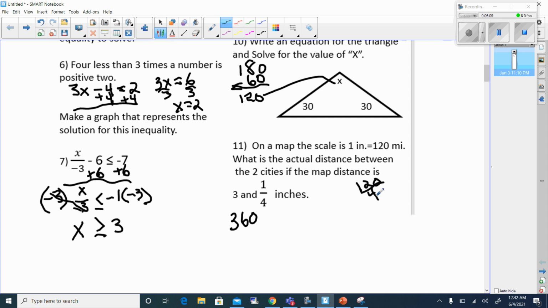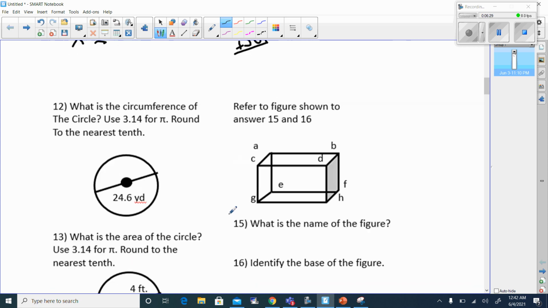And I know 12 divided by 4 is 3, so that's got to be 30. So that's going to be plus 30. So this is going to be 390, right? And miles. All right, let's go to number 12.